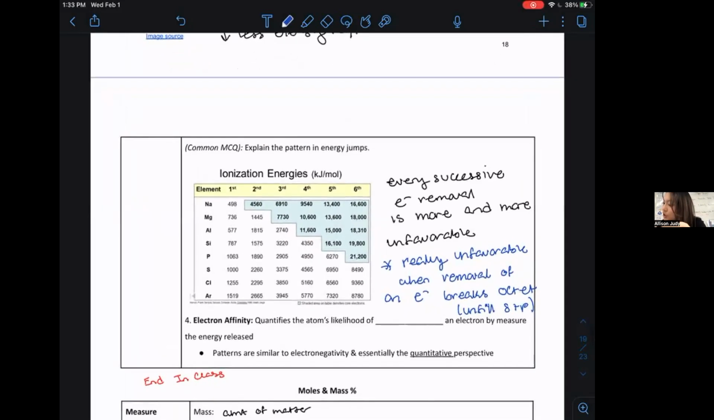You'll notice sodium is okay losing the first electron, but now it has an isoelectronic configuration with neon. The moment we try to take another one away, it's like, no. I just got to stability. I was okay with losing one for the sake of getting stable. Not when I got stable. Will you take my next one?